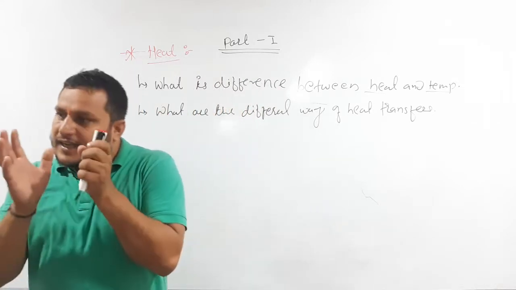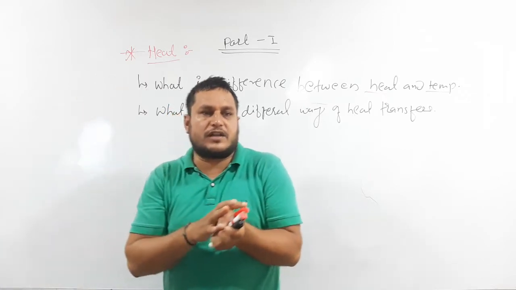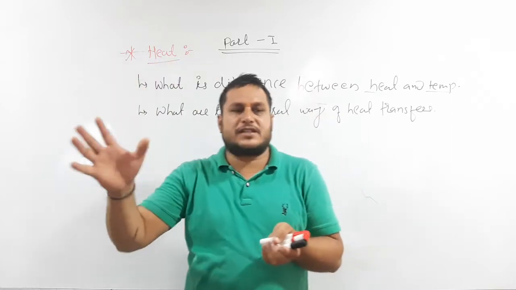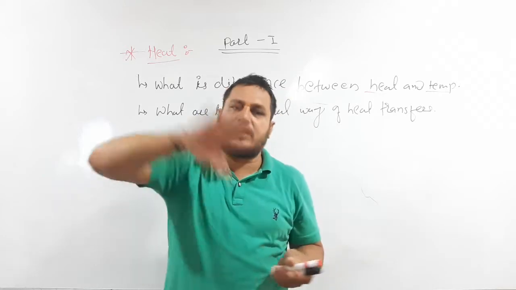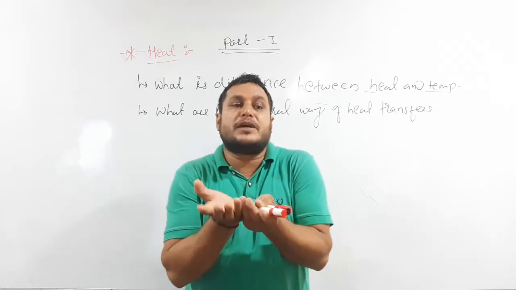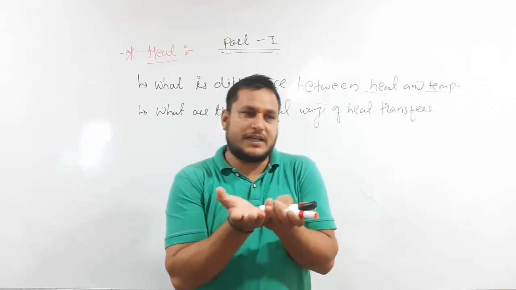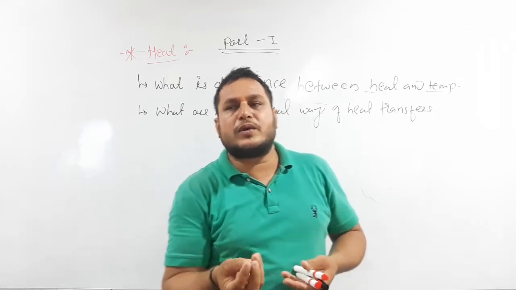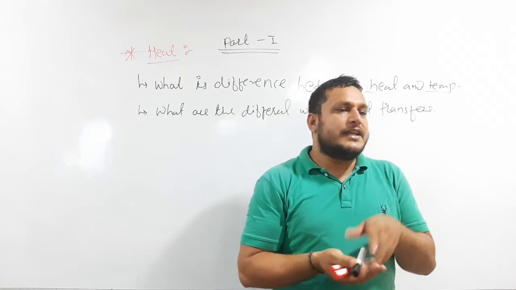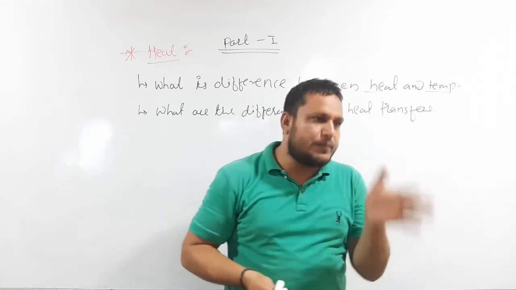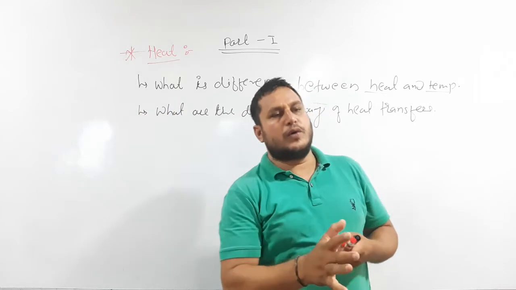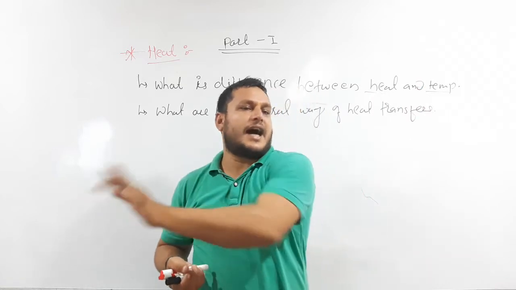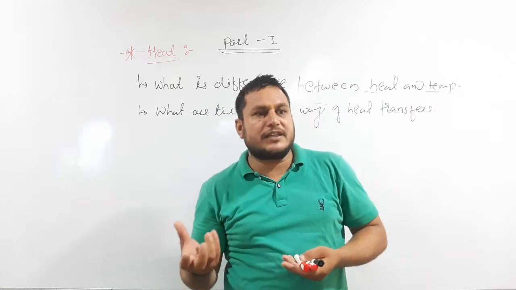The heat of the 100 degree Celsius boiling water will be transferred to the ice cube. This energy transfer continues until the complete mixture gets an equal temperature. So here we are able to understand that the transfer of energy is only possible from higher to lower. The 100 degree Celsius temperature is transferring to the ice cube, which is at 0 degree Celsius.